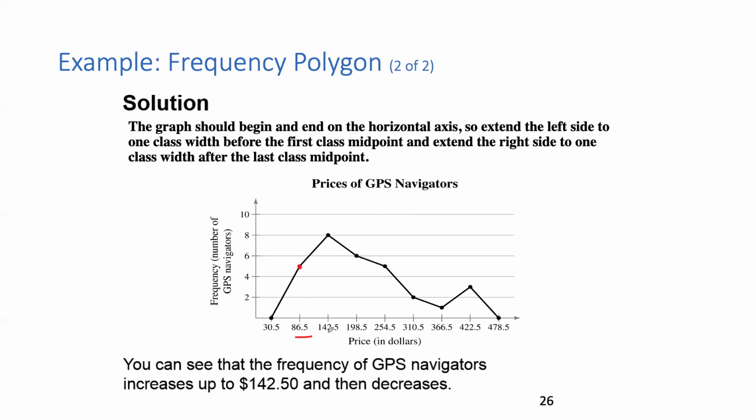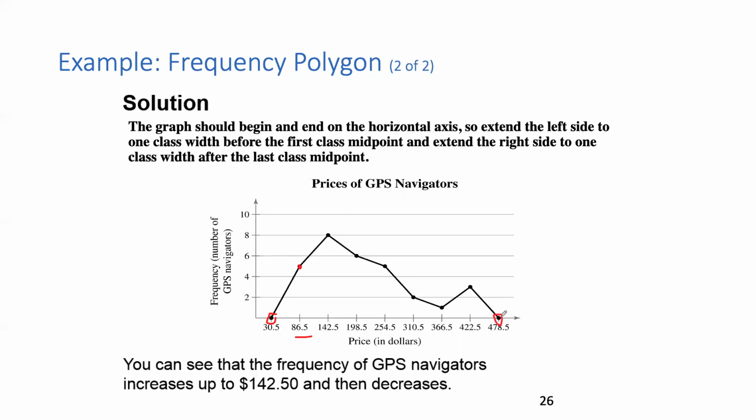When the midpoint is 142.5, the height should be 8. When the midpoint is 198.5, the height should be 6, and so on. Okay, that's how I'm going to get all of these points. Now there are two special points here, one here and one here.